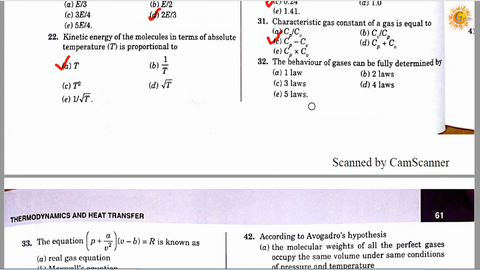Question number 32. The behavior of gases can be fully determined by: option A, first law; option B, second law of thermodynamics; option C, third law; option D, fourth law; option E, fifth law. So the correct answer is D. It will be the fourth law of the gases.